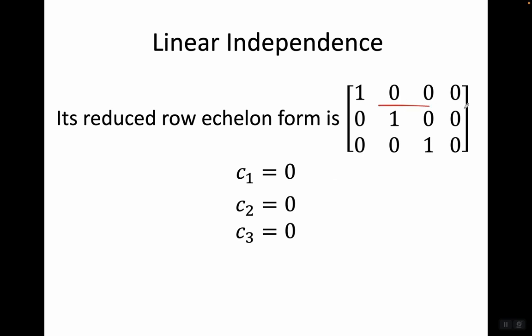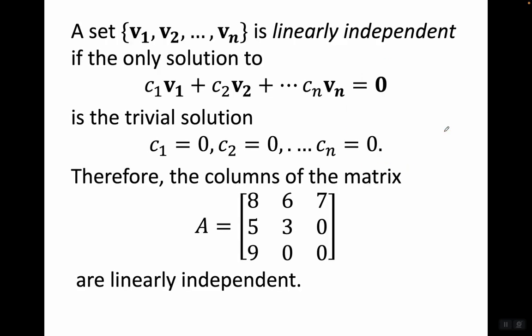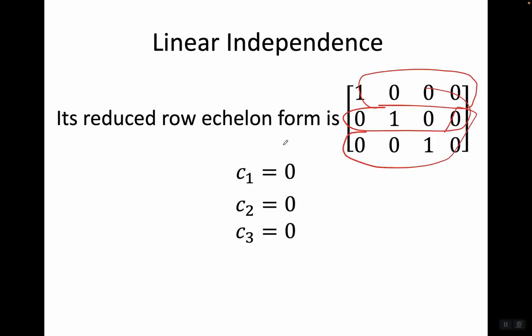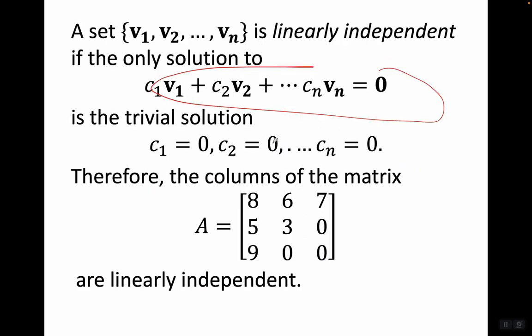Notice what our solution is: c1 equals 0, c2 equals 0, c3 equals 0. Remember that a set is linearly independent if the only solution to this equation is the trivial solution, c1 equals 0, c2 equals 0, etc. And that's exactly what we had. The only solution to this matrix equation is the trivial solution, c1 equals 0, c2 equals 0, c3 equals 0. And since that's the only solution, the trivial solution, we can say, therefore, the columns of the matrix 8, 6, 7, 5, 3, 0, 9, 0, 0 are linearly independent.